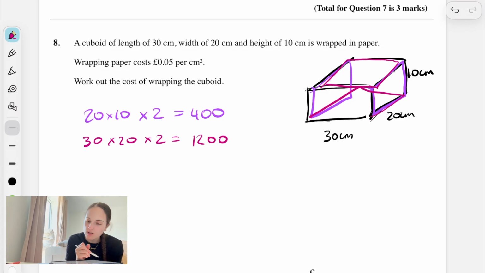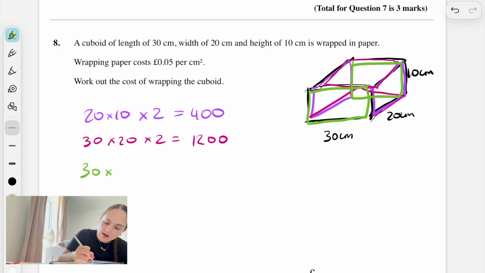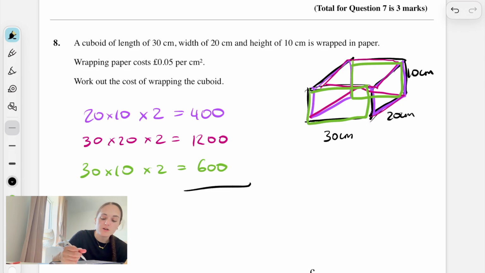And then the next one, we're going to do the front side. So we have a 30 by 10 rectangle. So 30 by 10 here and 30 by 10 here. So I'm going to do 30 times 10 and again times 2 because there's 2 of them. So 10 times 2 is 20 and 20 times 30 is 600. So then I'm going to add them all. So 400 plus 1,200 plus 600, that's going to be 2,200. So the surface area is 2,200 squared centimetres.